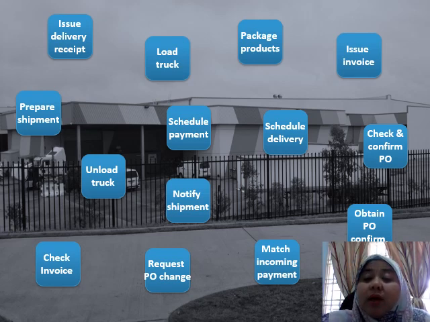So what are those? Probably they are preparing for shipment. They start unloading the truck. Maybe new raw material has just arrived, so they unload the truck. And then they want to send goods, so they load the truck. And then package the product, issue invoice, issue delivery receipt. So everything here is some sort of process. It could be a lot.